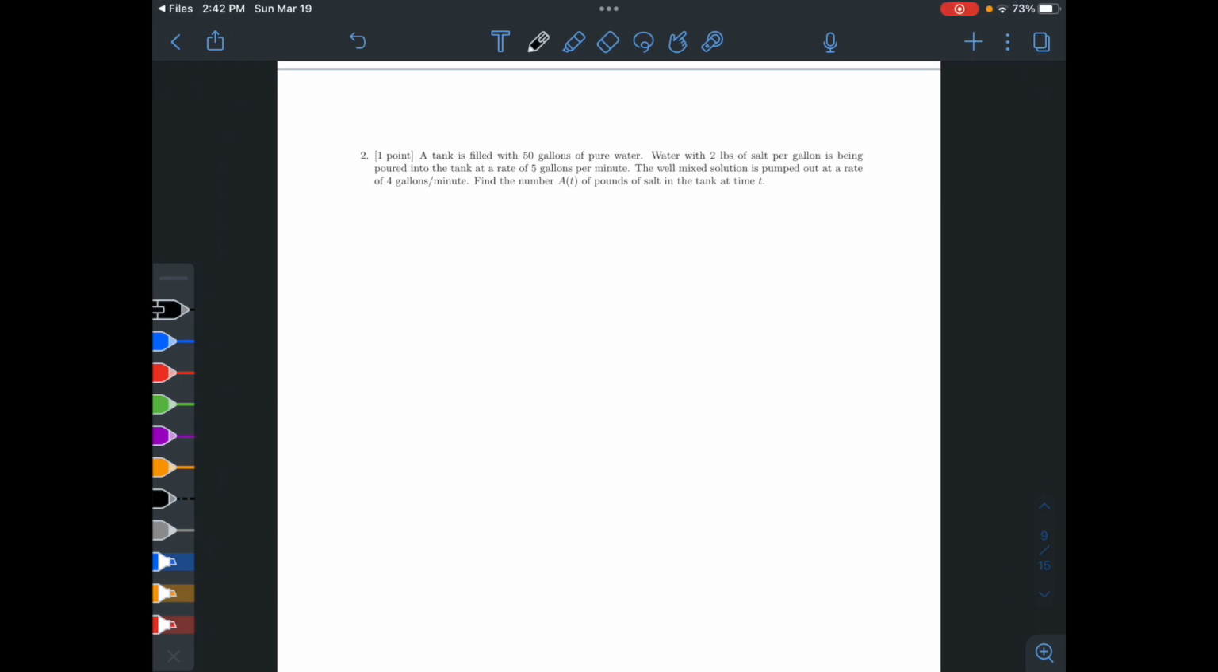But anyway, we start off by setting up a differential equation. So dA/dt, and because we're pumping salt in and then pumping salt out, it's going to be the rate at which salt is entering minus the rate at which salt is leaving or being pumped out. Okay, so we've got our little tank over here, and we're pumping in some salt, and then we're mixing it, and then we're pumping out some salt, right?